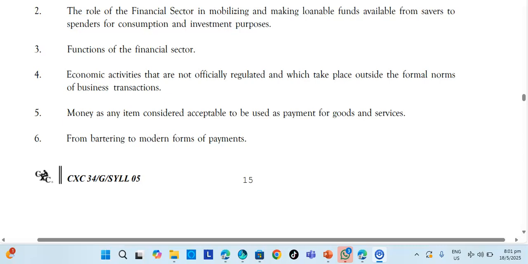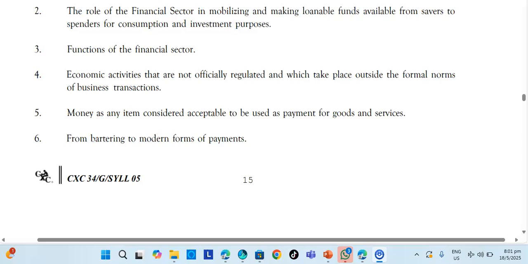Now, the problems with bartering: there is the double coincidence of wants. Both people must want what the other has. It's hard to agree on how much one item is worth. You can't store fish or eggs for long.